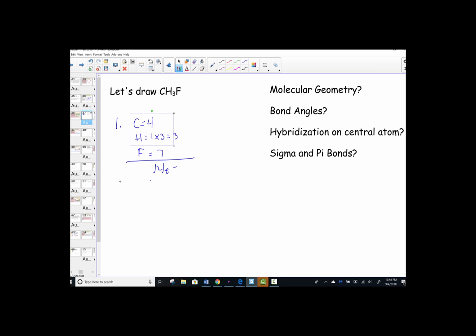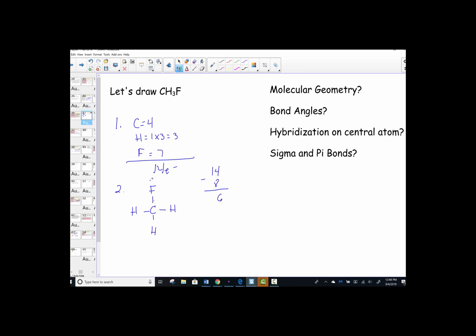Second step. Select the least electronegative element, but never hydrogen, to be your central atom. Fluorine is the most electronegative, so it will never be in the center. That gives us carbon. We place carbon in the center, and we attach back all of the other atoms to the central atom using single bonds. Now, we started with 14. We've just used 2, 4, 6, 8 to create single bonds, leaving a remainder of 6.